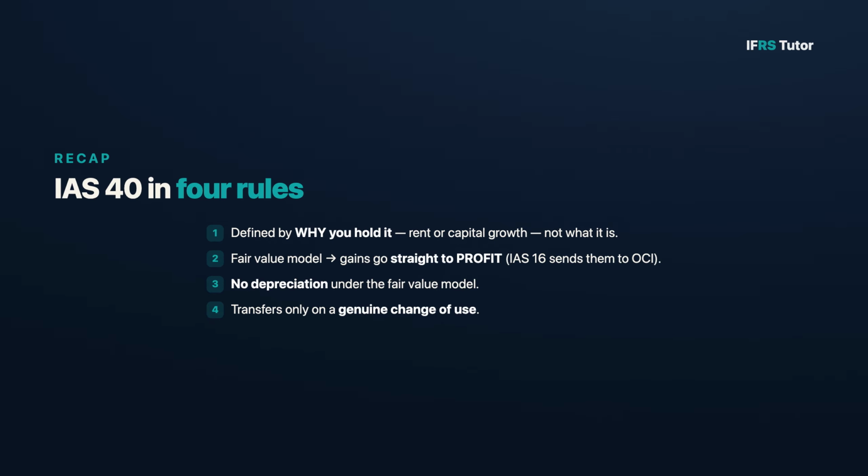Four things to carry out. Investment property is defined by why you hold it, not what it is. Under the fair value model, gains go straight to profit, unlike IAS 16, where they go to other comprehensive income. There's no depreciation under the fair value model, and transfers happen only on a genuine change of use. That's IAS 40. Same building, three standards, and a 340,000 euro difference in profit.